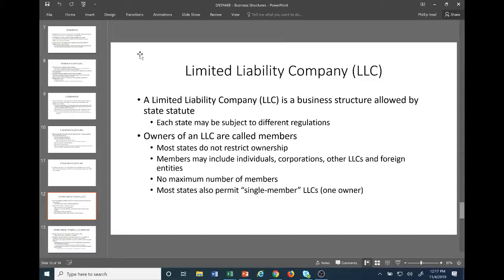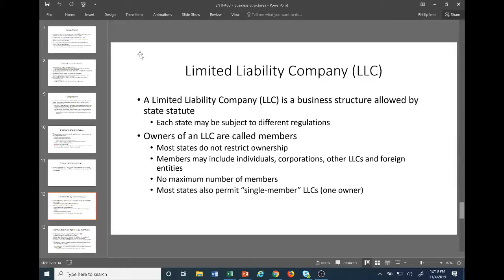Okay, and last is the LLC, the limited liability company. This is actually going to be regulated by state, so it varies by state in terms of what is able to be operated on, or how you can run your LLC. And obviously, each state may be subject to different regulations. The owners of the LLCs are referred to as members, whereas a lot of times, like corporations, there are officers and stuff like that. So LLCs is going to be members.